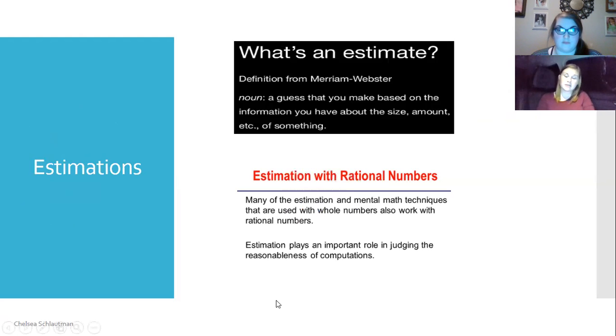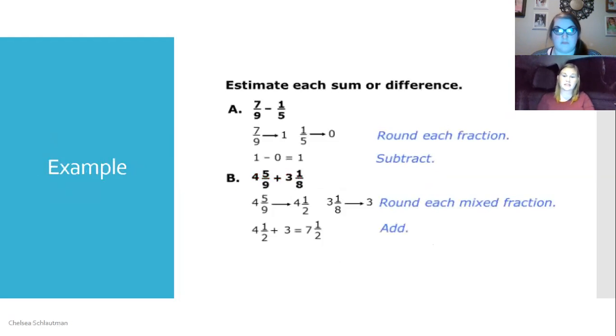So what is estimation with rational numbers? It says that many of the estimation and mental math techniques that are used using whole numbers will also work with rational numbers. Estimation plays an important role in judging the reasonableness of computations. So next we're going to look at a few examples of estimations and see if we can get a better understanding here of what that means.